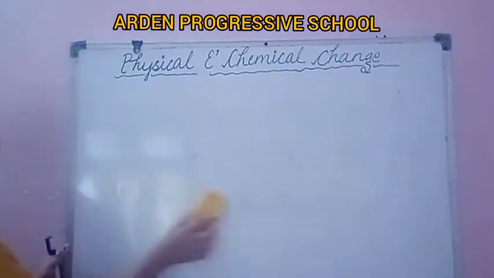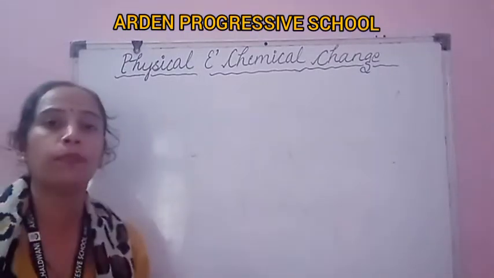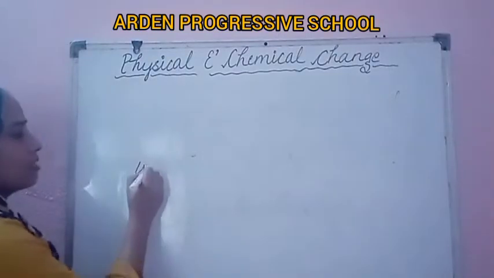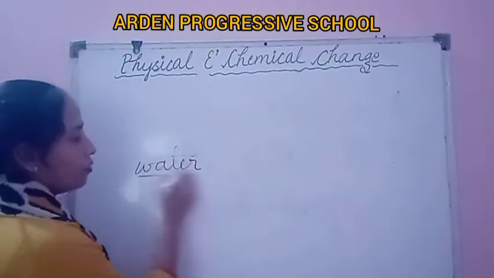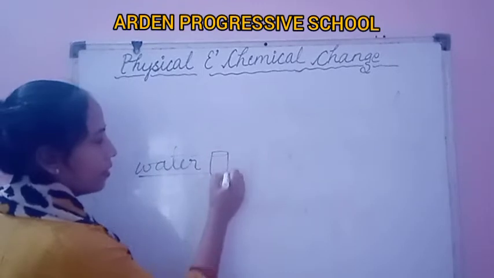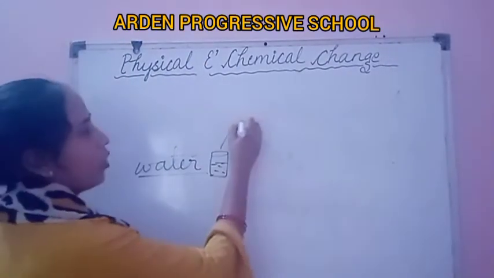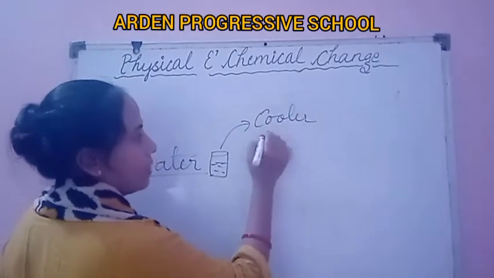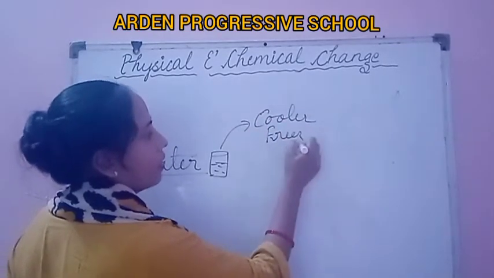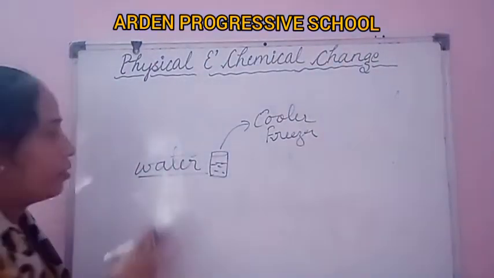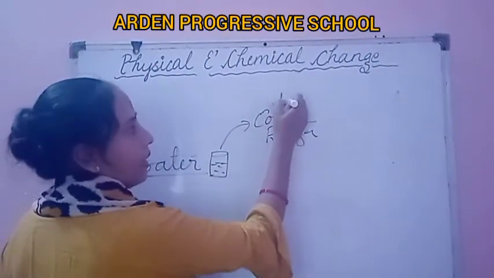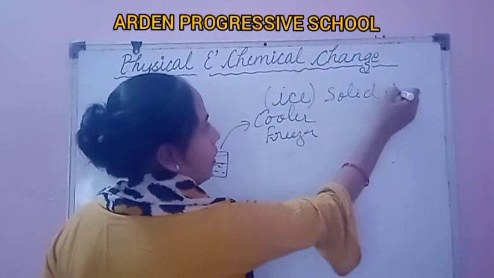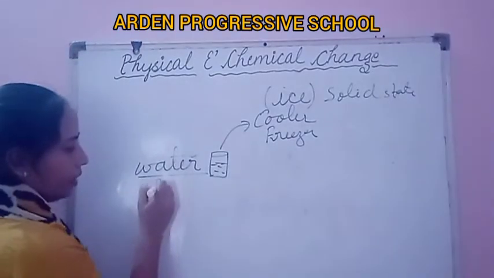Now please see how the process of physical change is reversible. Take the example of water. Clear? Water in a glass. When we put this water in a cooler area, or in a freezer, it converts into ice. It means solid state. Here it is present in liquid form.